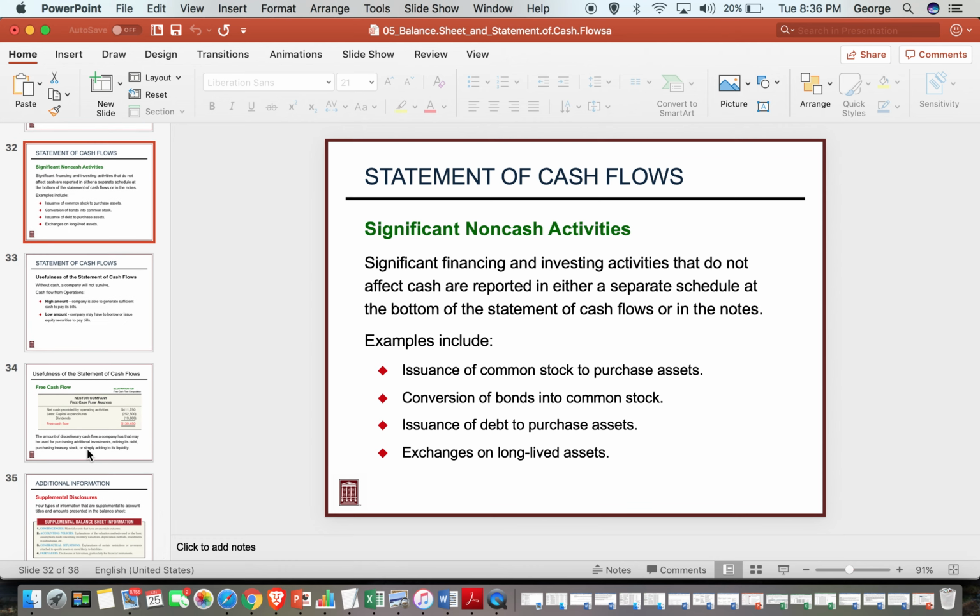We may have significant non-cash activities. For instance, I might issue common stock to buy an asset. There's no cash that changes hands, but that is a significant non-cash activity and should be shown either in a separate schedule or as a note to the statement of cash flows. It can be shown in a note in the disclosures, and we'd have to note that this is related to our statement of cash flows: we bought a long-lived asset using common stock.